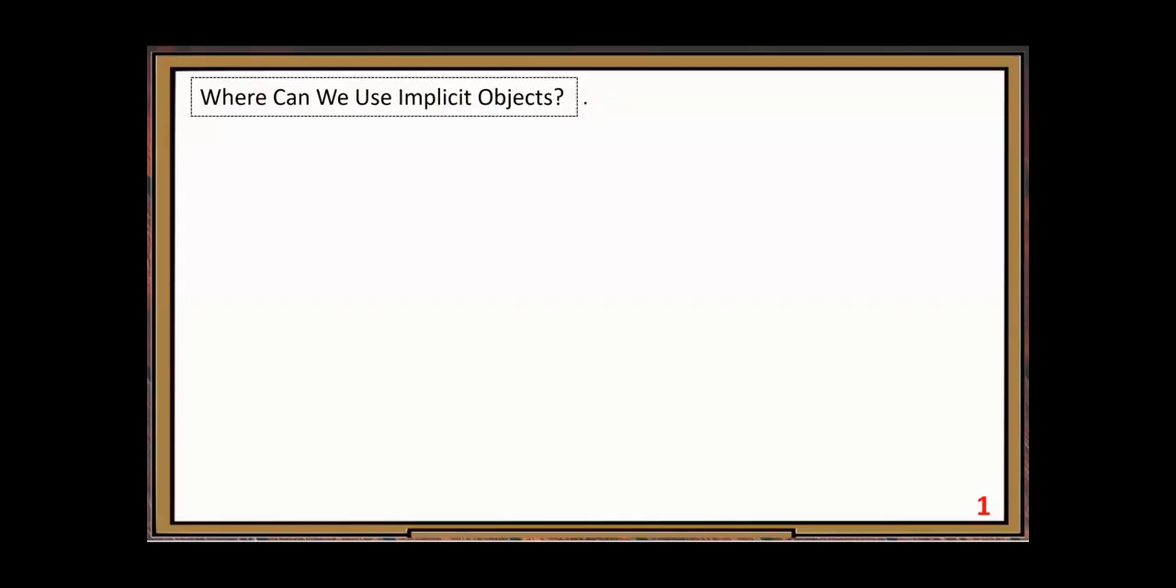First, we learned the concept of implicit objects last time. So now we know what's the meaning of implicit objects. For this part, we want to see how we use them. What is the right way to use implicit objects? All right.